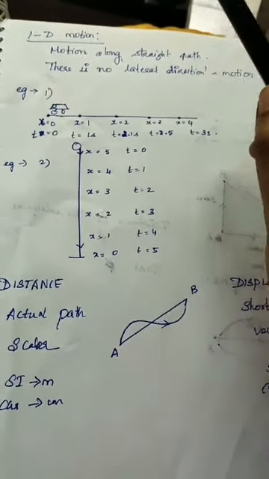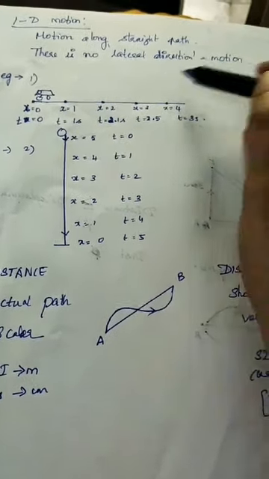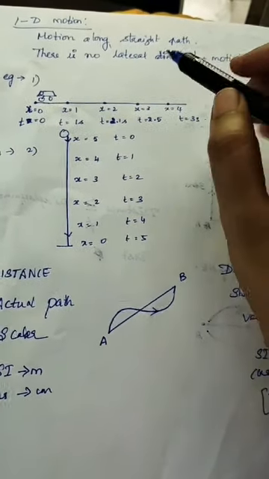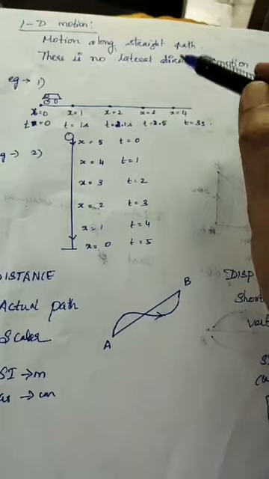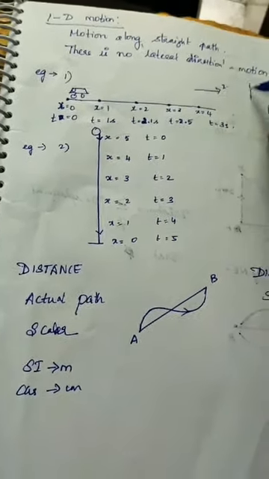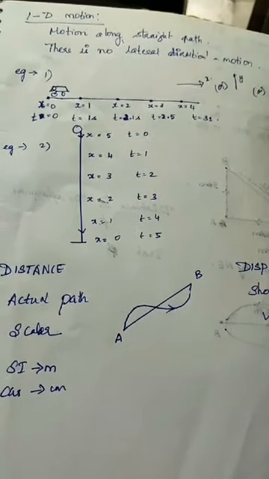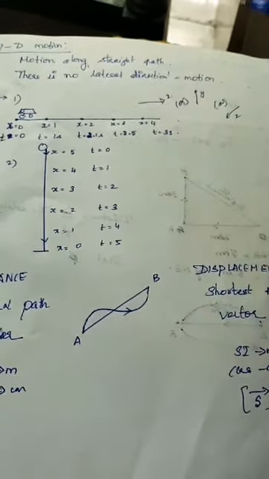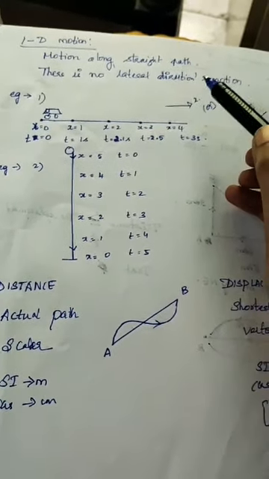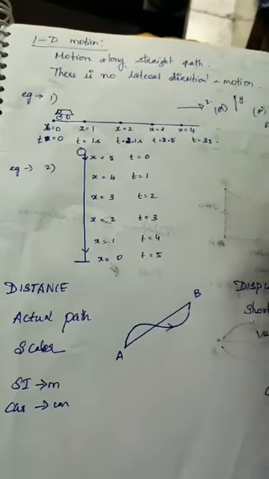A motion which is along a straight path or a straight line is called one dimensional motion, which means it is along any of your axes. Either it is moving along the x axis or y axis or z axis, but it is not moving in all directions. So one dimensional means only along the x-axis, or only the y-axis, or only the z-axis. It is moving along only one axis. There is no lateral direction motion. That is your one dimensional motion.